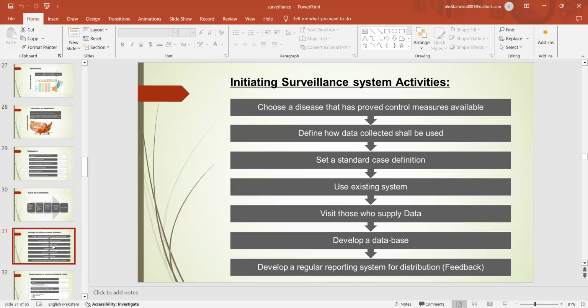Initiating the surveillance system: activities related to a disease that has proven control measures available. Define how data collected shall be used. Set a standard case definition. Use the existing system. Visit those who supply the data. Develop a database. Develop a regular reporting system for distribution.